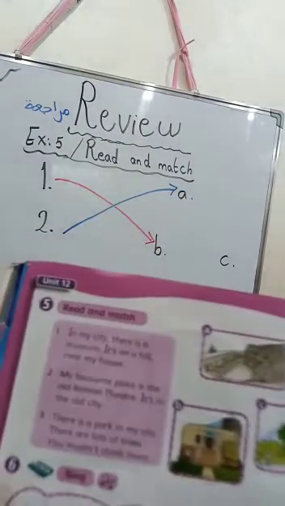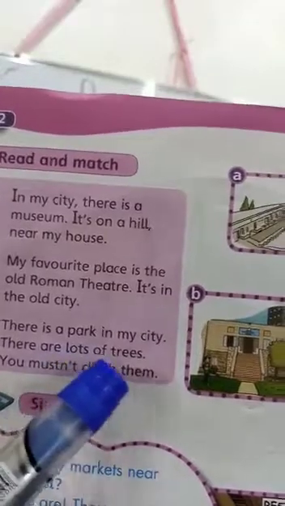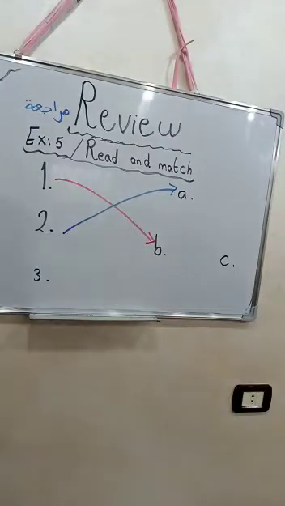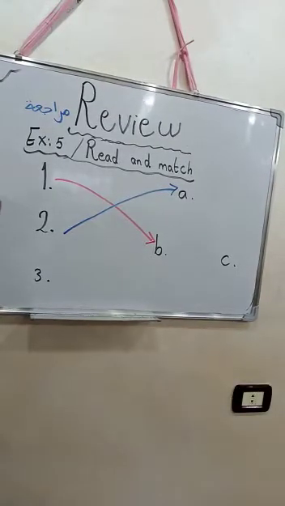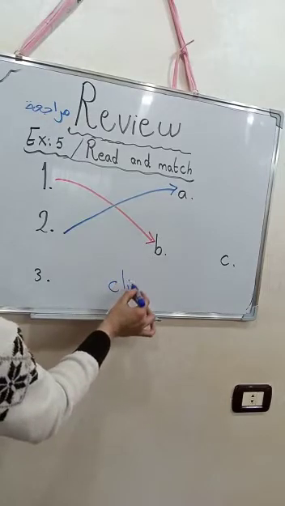Now, the last one. There is a park in my city. There are lots of trees. You mustn't climb them. This word climb is a verb. Okay, ثالث climb. Climb is a verb.